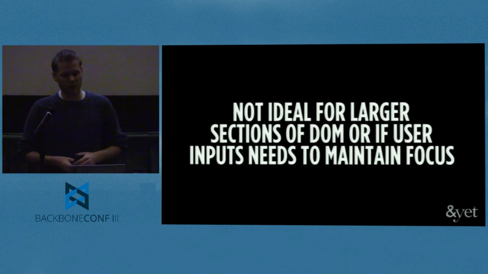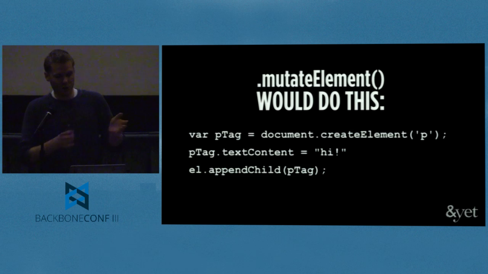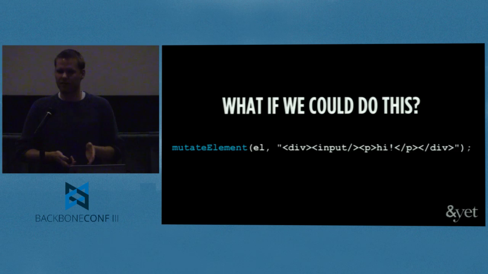But for larger sections of DOM, or if user input is part of that, so if somebody has a focused input inside that element and you redraw, they lose focus. So there's a few cases where this really doesn't apply all that well. Hypothetically, wouldn't it be nice if we could call this magical mutate element function, which I actually think should be part of the DOM, where you pass it an element and say, hey, this is my target HTML. Then what it would have to do is go, okay, there's a new p tag here, so I'm going to create that element, set its content, and then append it. If this mutate function was smart enough, that's what it could do, right?